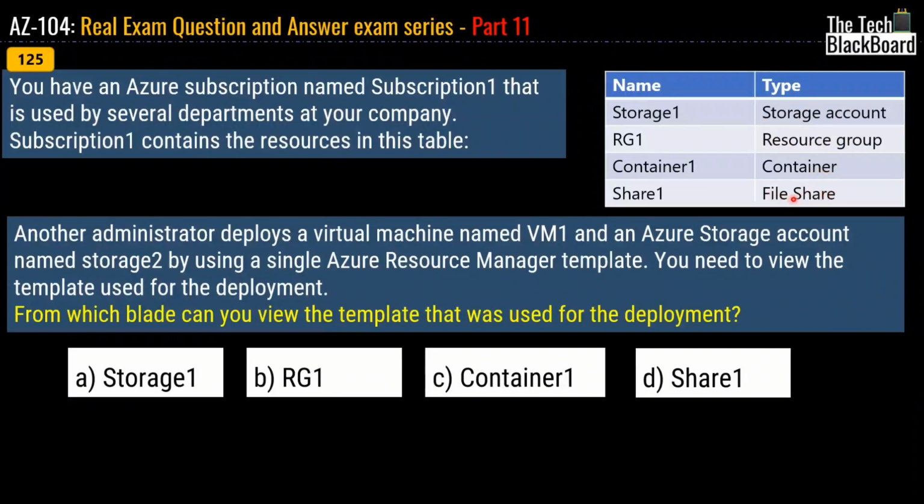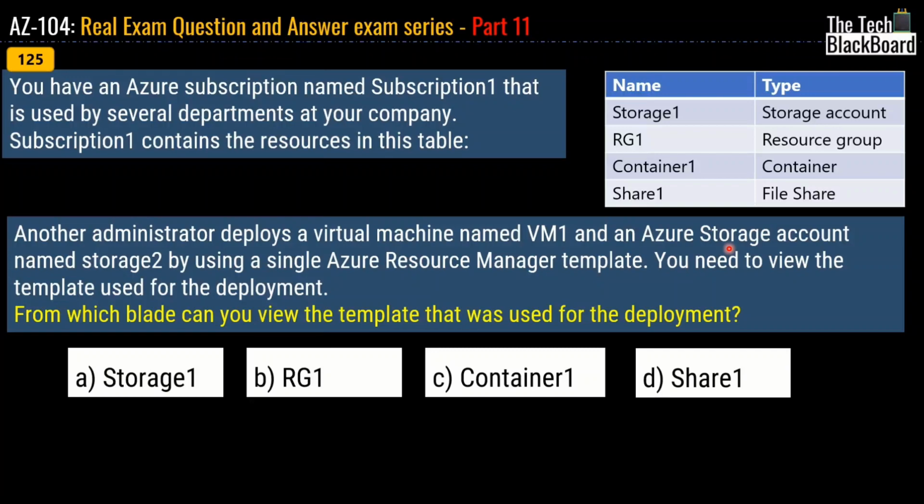Moving on, the question says that another administrator deploys a virtual machine named VM1 and an Azure storage account named storage2 by using a single Azure Resource Manager template. Now you need to view the template used for the deployments. From which blade can you view the template that was used for the deployment? Your options are storage1, RG1, container1 or share1. In a nutshell, the question is saying that the virtual machine and the storage account were both deployed using ARM templates, and you want to see which ARM template was used to deploy both these resources.